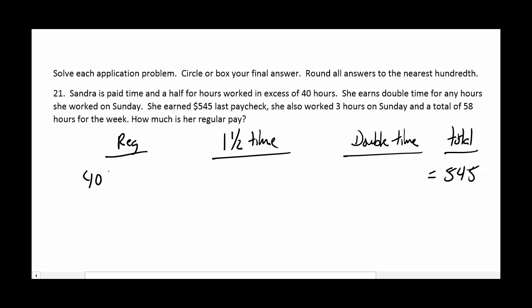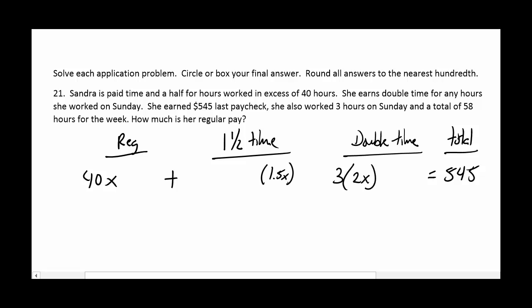I know she must have worked 40 hours. I don't know how much she got paid for it, because I know she worked a total of 58, so I know there's 40 there. I know it was 3 hours in the double, and she gets paid twice as much as her regular wage. So time and a half would be 1.5 times her regular wage.